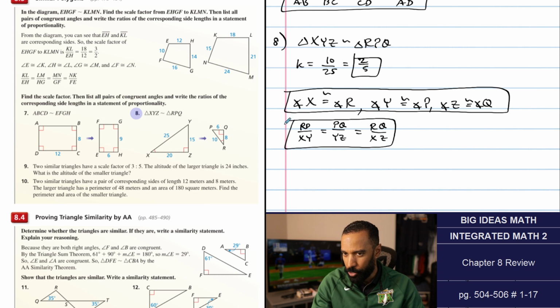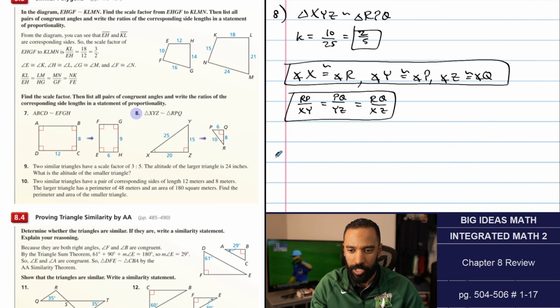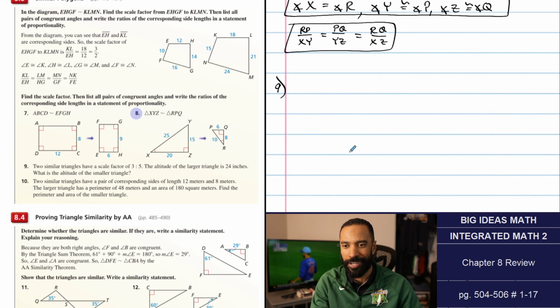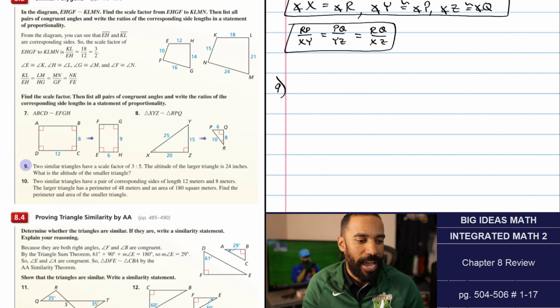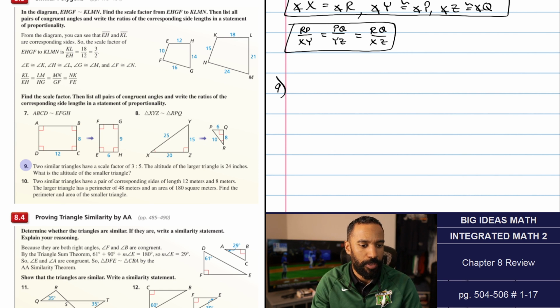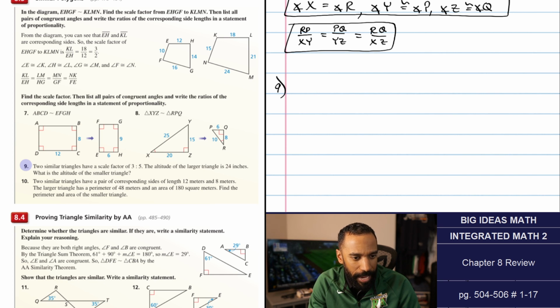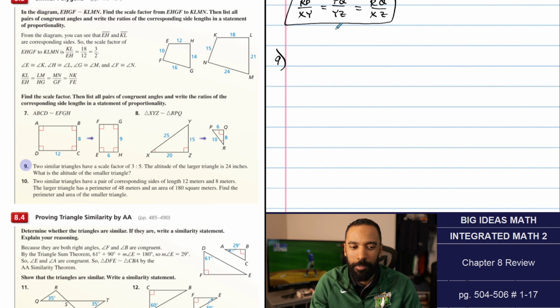Honestly, for a review, I'm not going to say those are wasted questions, but I feel like those are built to do what it is you have to do mathematically later. Scale factor, fine question, but those aren't the questions I would be going with on those. Numbers 9 and 10, we have things that have to do with perimeters, areas. Actually, 9 is not perimeters or areas. Number 10 is. Number 9, two similar triangles have a scale factor of 3 to 5.